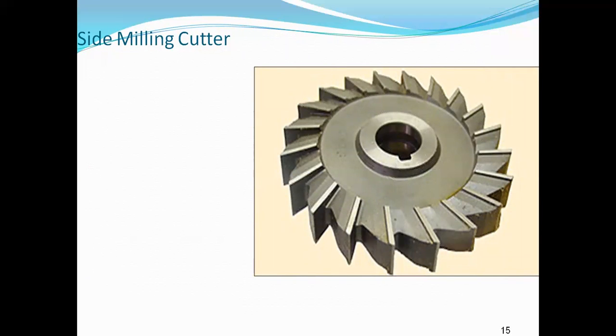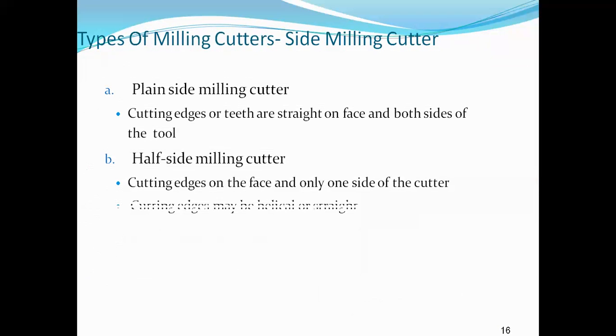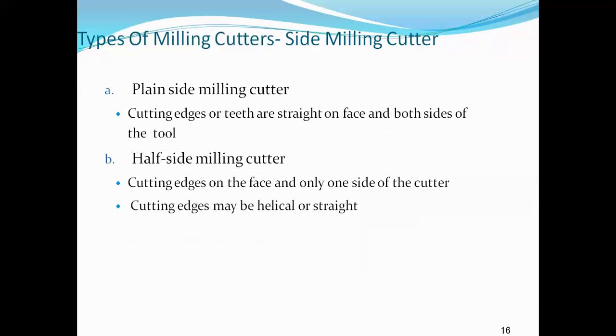A side milling cutter has cutting edges on its face and, at the same time, on its two sides also. In the side milling cutter there are three types of milling cutters. First, the plain side milling cutter: cutting edges or teeth are straight on the face and both sides of the tool.